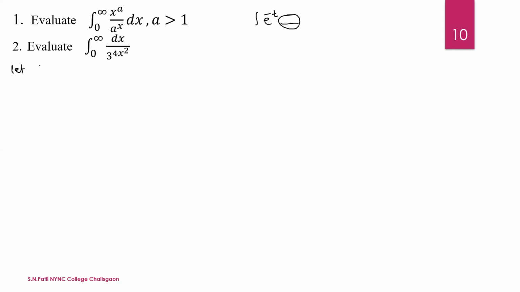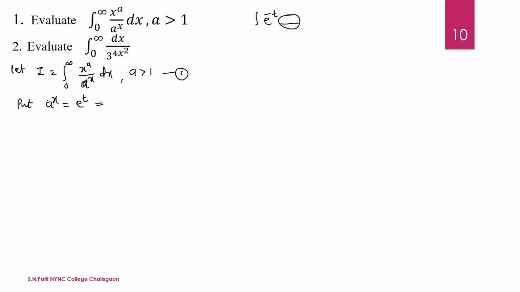Let I is equal to the integration from 0 to infinity of 1 upon a raised to x, with respect to x, where a is strictly greater than 1. Say equation number 1. So here we use substitution for a raised to x. a to the power x is equal to e raised to t. So 1 upon e raised to t, we get e raised to minus t.